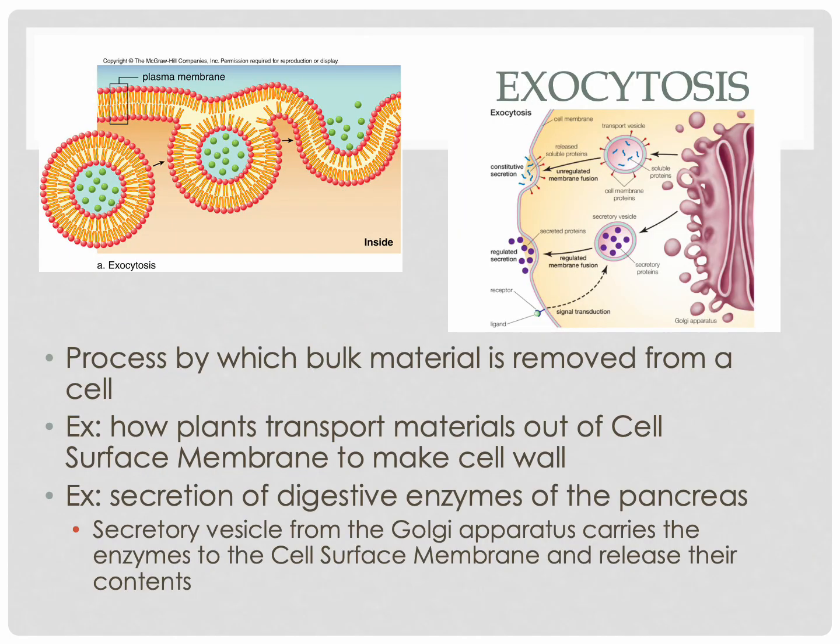Exocytosis is the opposite of endocytosis. Exocytosis is a process by which bulk material is removed from the cell. An example is how plants transport materials out of the cell surface membrane to make the cell wall. Another is the secretion of digestive enzymes from the pancreas: secretory vesicles from the Golgi apparatus carry the enzymes to the cell surface membrane and release their contents.